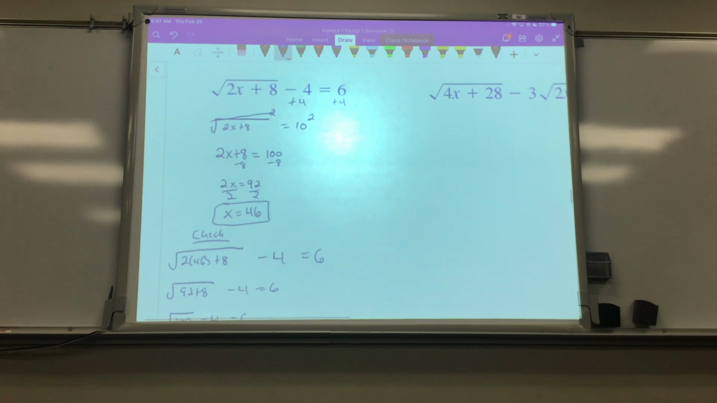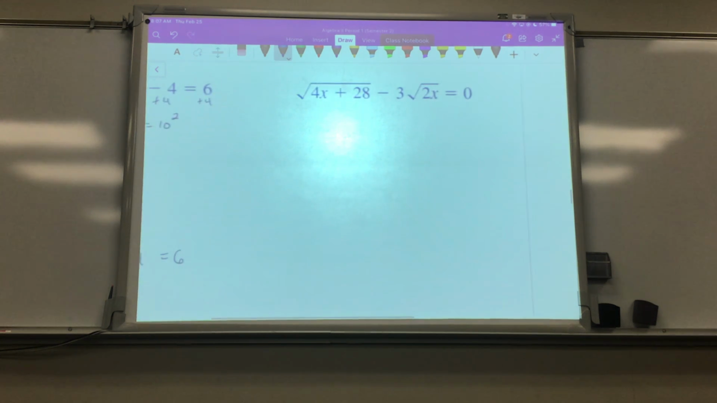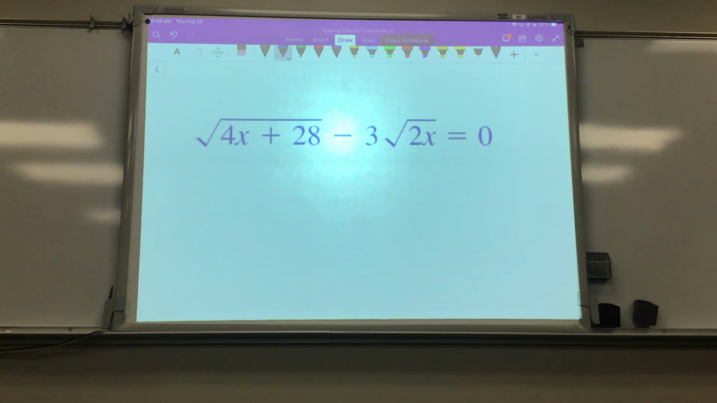All right, now we got 2 radicals in there, and we're subtracting, correct? Whenever you add or subtract, the radicals have to be exactly the same, don't they, in order to add or subtract? Is that the case here? Square root 4x plus 28, square root 2x. Those are different, right? So I can't combine that left side.